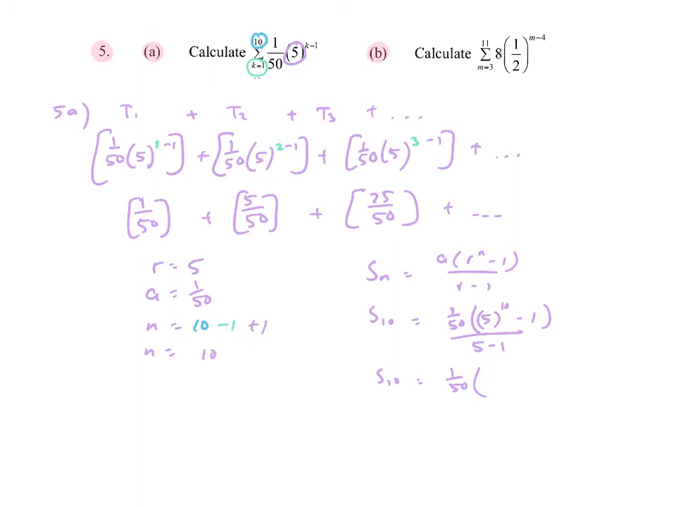So then you're going to work out what 5 to the power of 10 is. I don't know what 5 to the power of 10 is. Not 5 to the power of 100. 5 to the power of 10 is equal to, oh my greatness, 9765625, minus 1, over 4. And then you just put that all in your calculator. So times that by 1 over 50, and you divide that answer by 4, and you're going to get 48828.125.